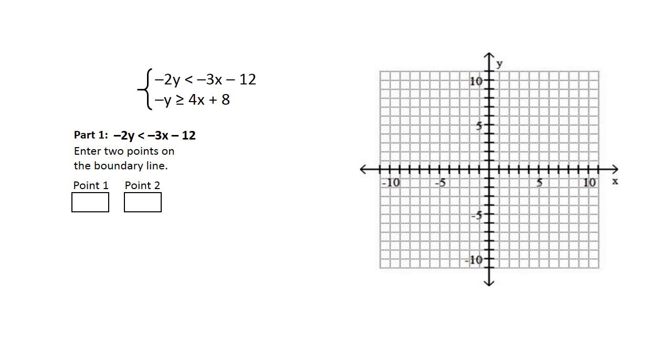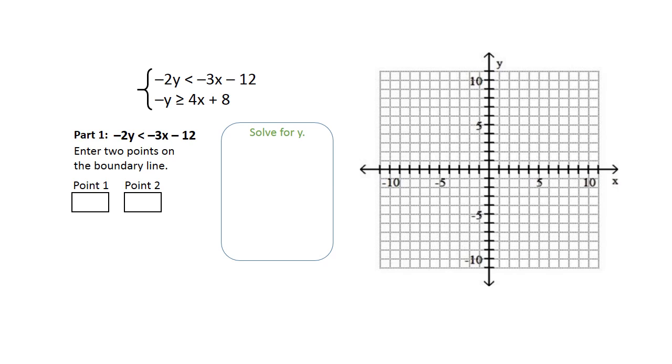Okay, in this example we're going to graph a linear system of inequalities. And in part 1 of this question, it's asking us to take that first inequality and enter 2 points on the boundary line. I'm going to show you how to do this if you're solving for y. So let's take that first inequality and solve it for y.